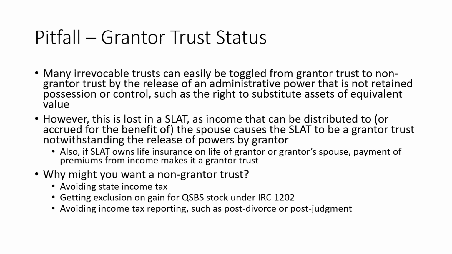It's not as easy to toggle back and forth, mainly because even if that power is released, the fact that income can be distributed to or accrued for the benefit of the spouse will cause the SLAT to be a grantor trust, notwithstanding the release of that power. Another common pitfall would be if the SLAT owns life insurance on the life of the grantor or the grantor's spouse, payment of premiums on that life insurance from the income would also make it a grantor trust.